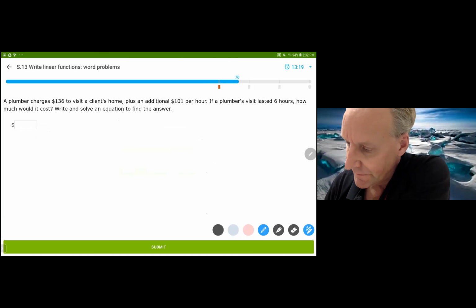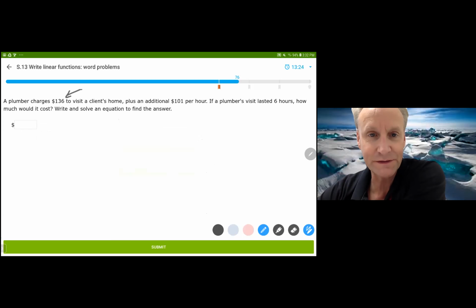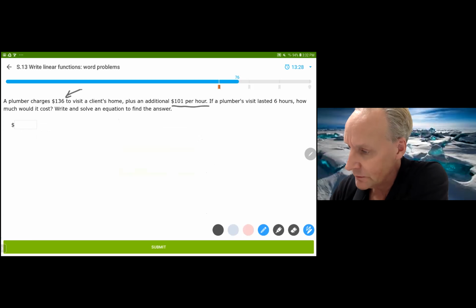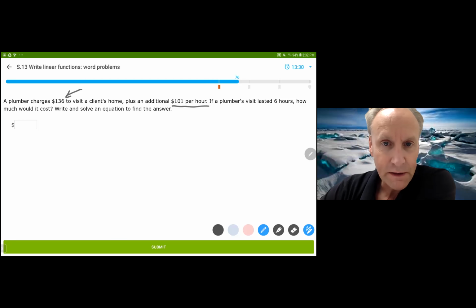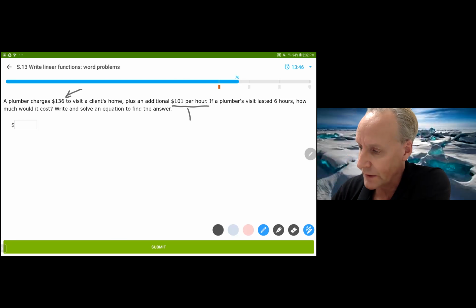Plumber charges $136 to visit a client's home. Finally, a realistic problem. Plus an additional $101 per hour. Pretty cheap plumber, but okay. If the plumber's visit lasted 6 hours, how much would it cost? This is actually pretty close to what a normal plumber costs. Now, if you talk about a marine plumber, like I used to have for the yacht, the price for this was $300 an hour instead of $100.